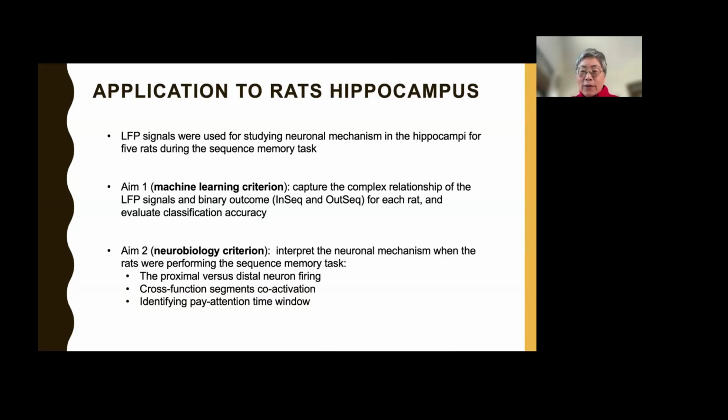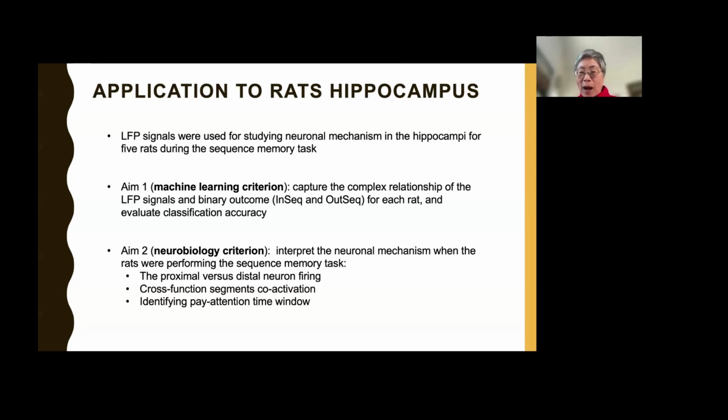Just to refresh your memory, we did the experiment on the rats' hippocampus area, inserting electric tetrodes to measure their neuronal activity. The first aim: we try to see, with machine learning criteria, whether we can capture the complex relationship between the LFP signal and the binary outcome, either in sequence or off sequence, for each rat. So we mainly evaluate the classification accuracy.